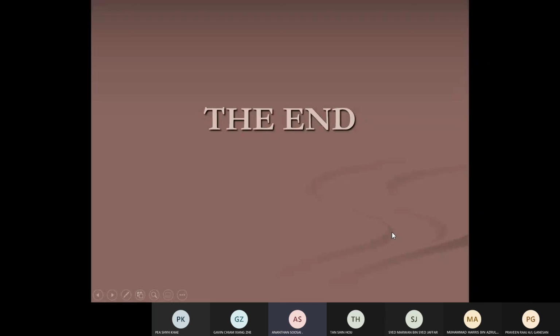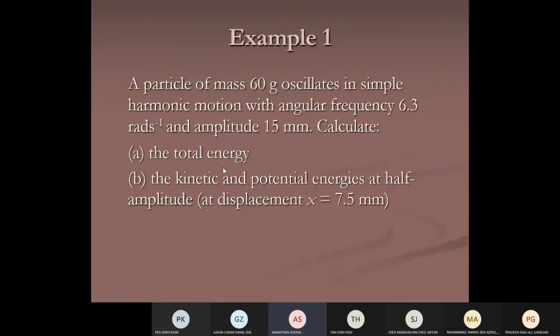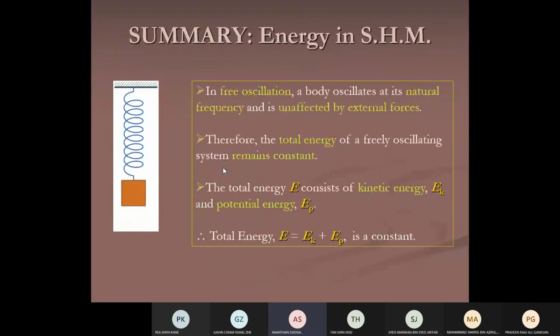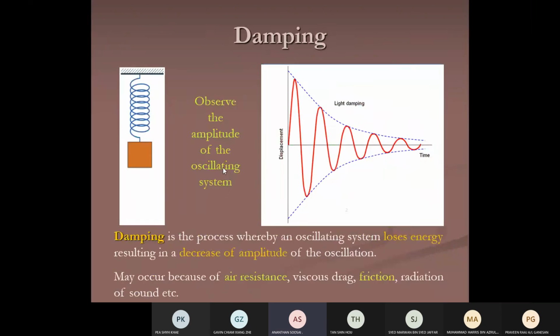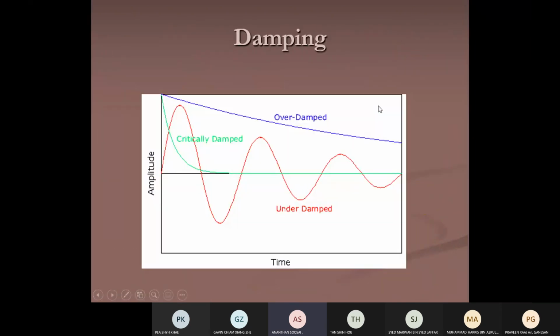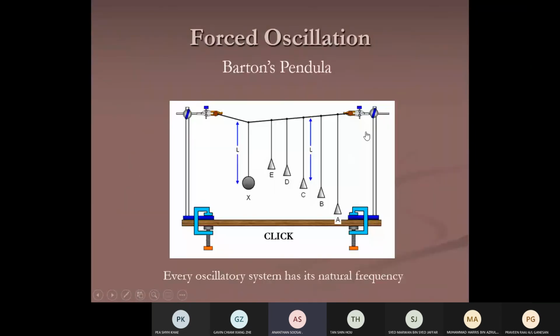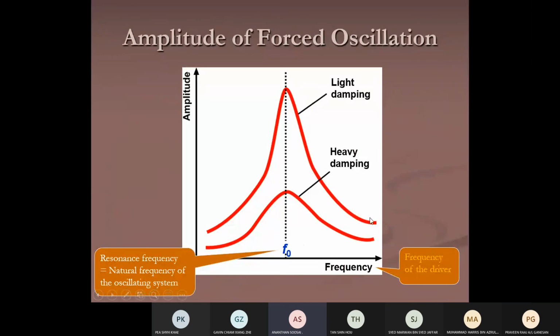Okay, so that's all about the topic. So what did you learn today? You learned about damping, what is meant by damping, and the 3 types of damping. Then we talked about resonance. What is meant by resonance? Is it good or bad? Then the graph, this graph. Okay, so that's all about this topic.